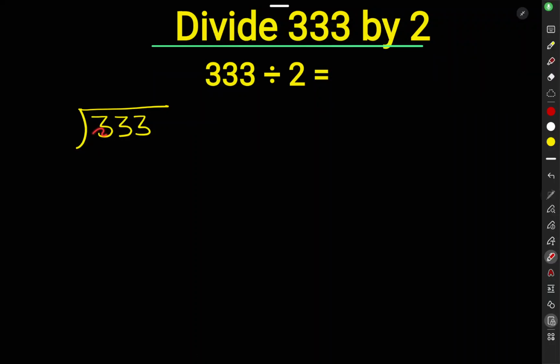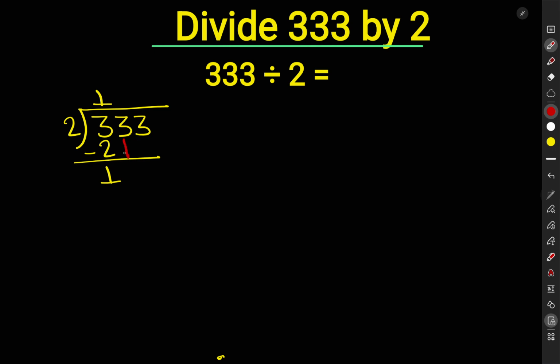Here we divide 333 by 2 in long division method. So 2 times 1 means 2. On subtracting we get 1. So now this 1 is less than 2.